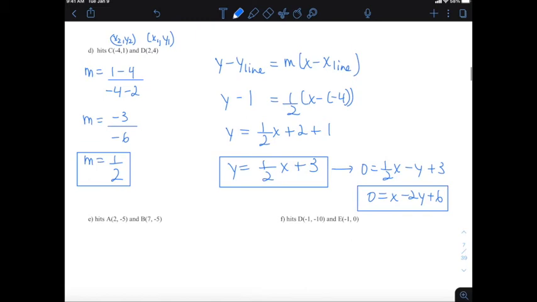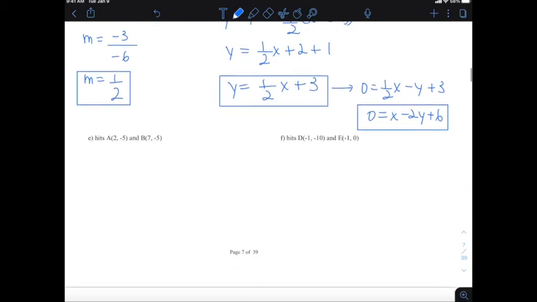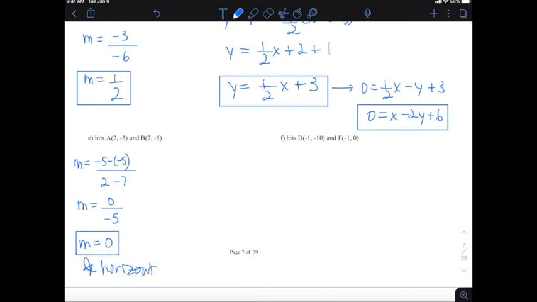All right, so we've got another one here. All right, slope. So I've got -5 subtract -5, 2 subtract 7. I'm going to get 0 over -5. Now remember, 0 divided by anything is still 0. And this here tells me that I have a horizontal line. It's a flat line.